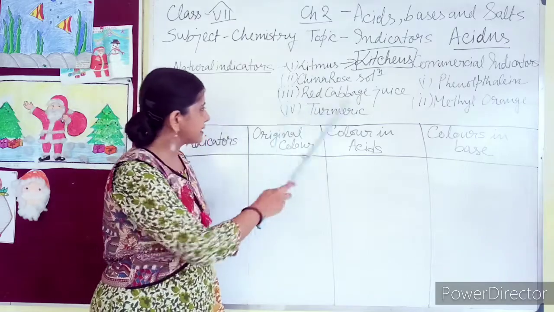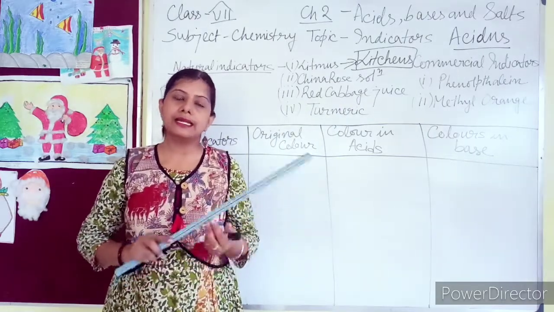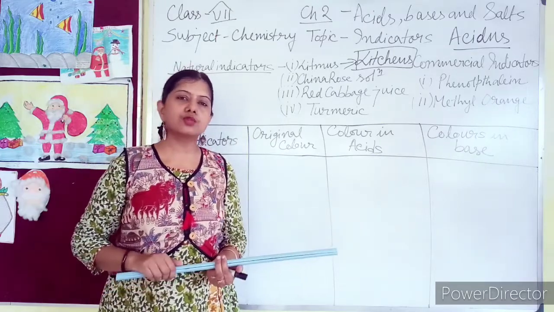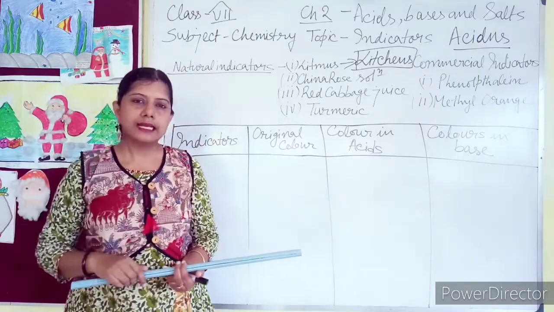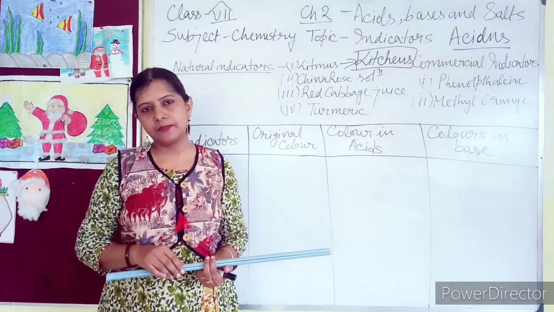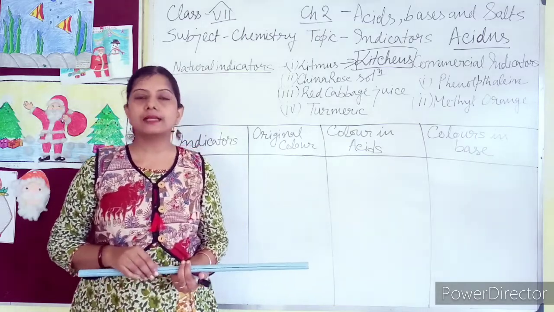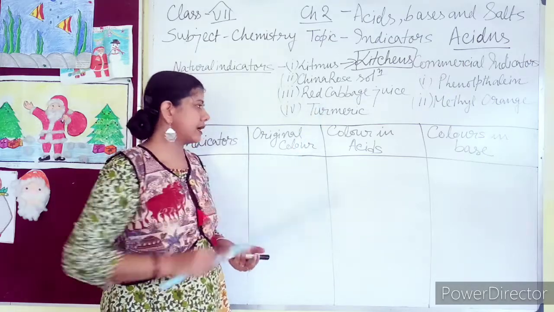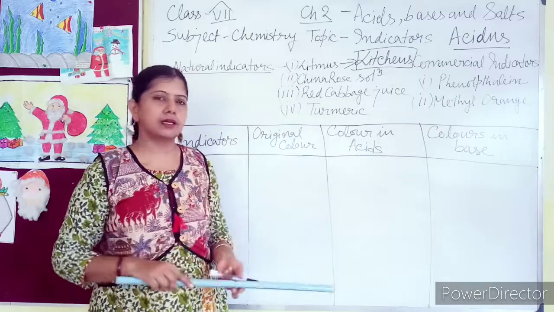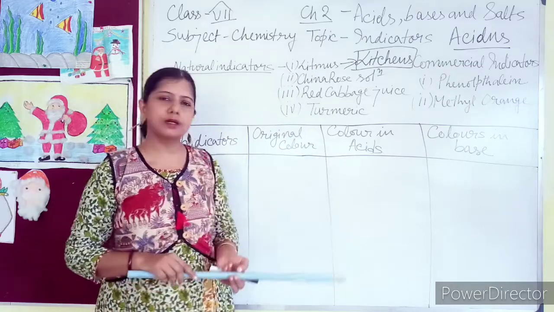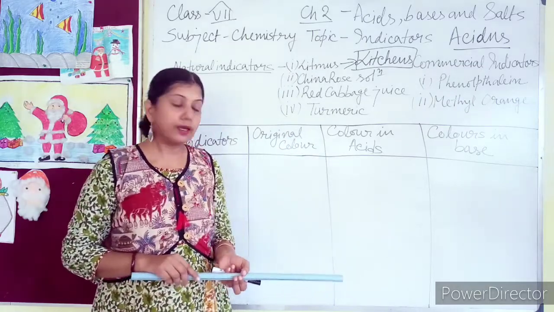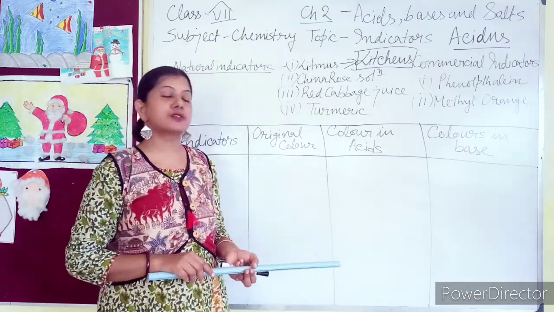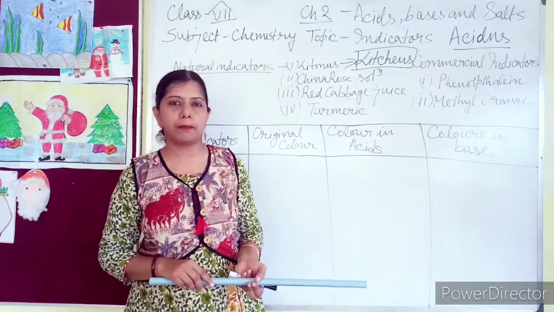The turmeric present in the curry acts as an indicator. Soap solution is base. When you apply soap on that curry, the color changes to red. That means you can say that soap solution is basic. Turmeric changes its color to red in basic solution. This is my conclusion. So today you can do it at your home experimentally, and you can explain this to your mother also. She will be very happy.